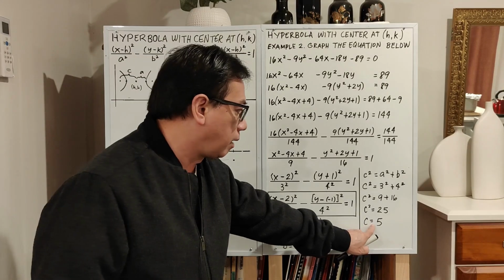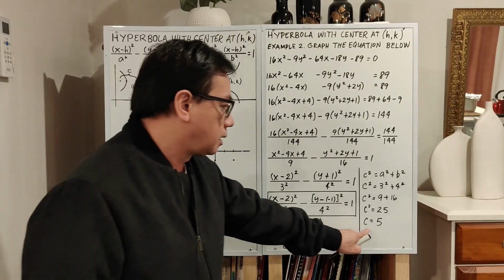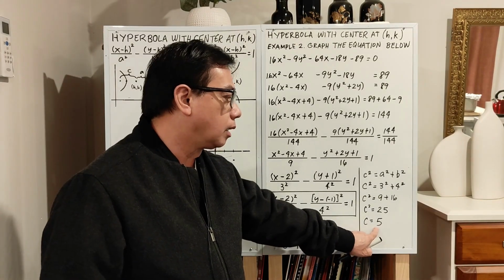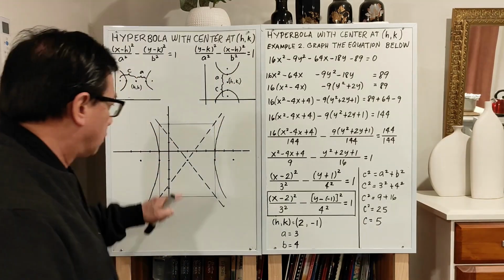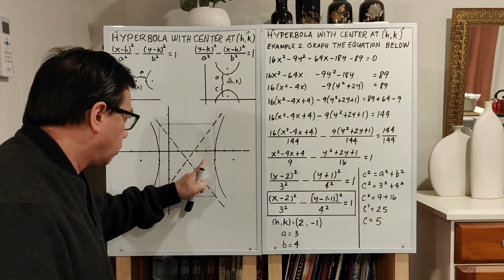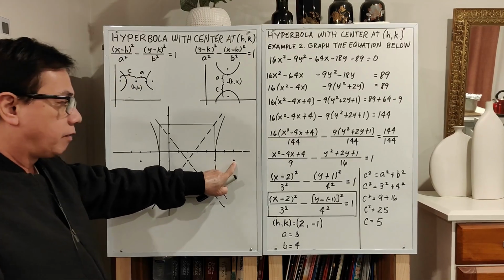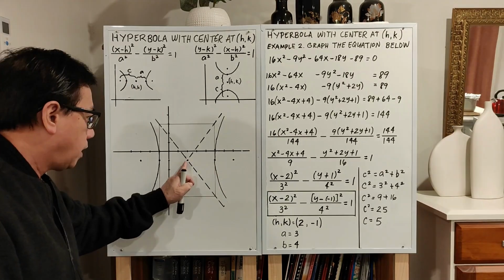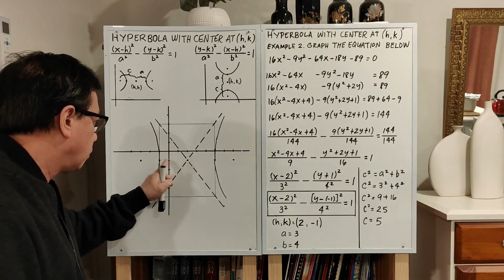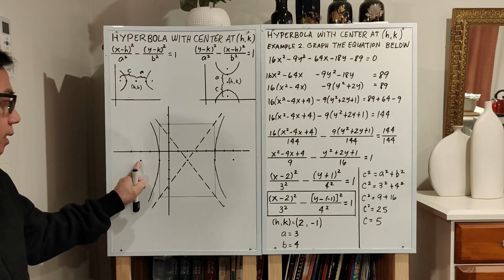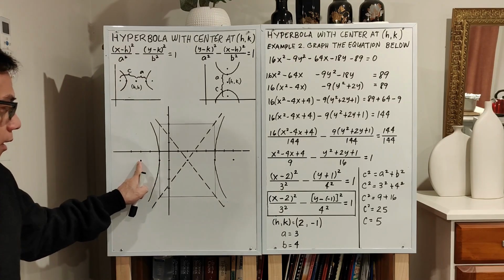So your c is 5. So this is the distance from the center to the focus. So if this is your center, you count 5. 1, 2, 3, 4, 5. This is your first focus. From here, we count another 5. 1, 2, 3, 4, 5. This is your second focus.